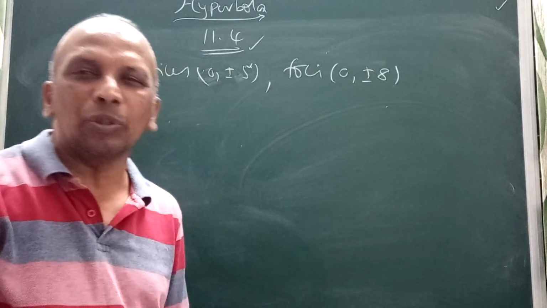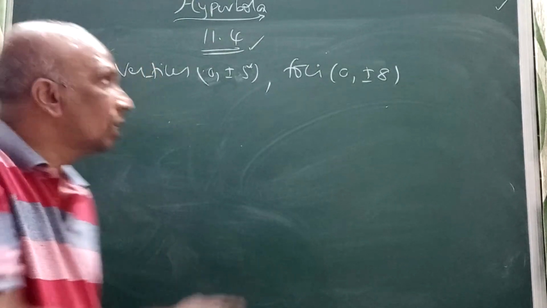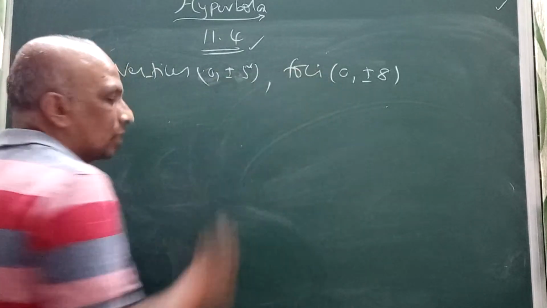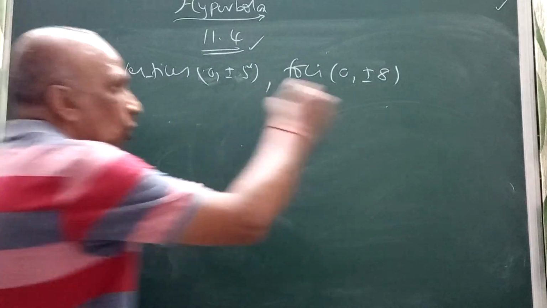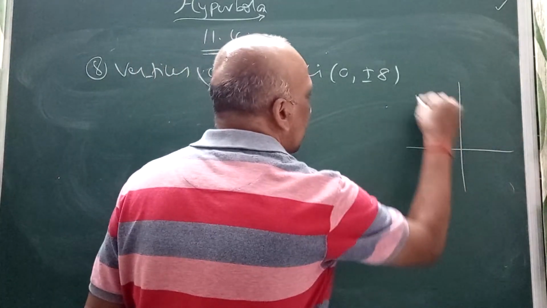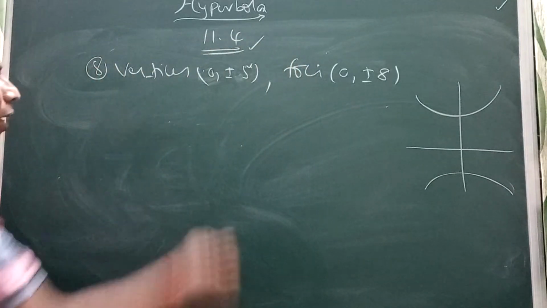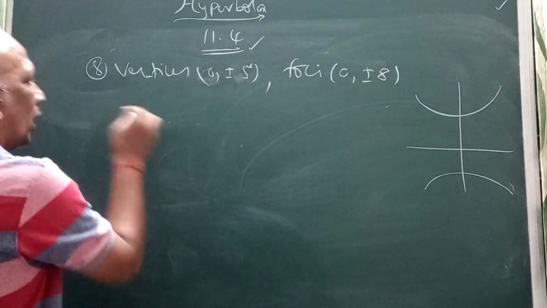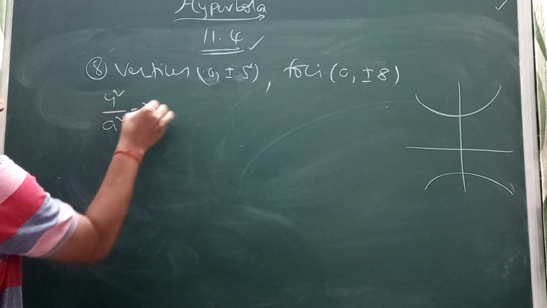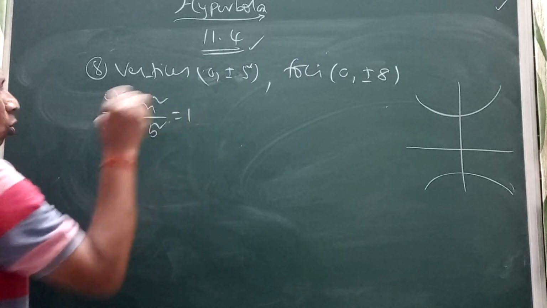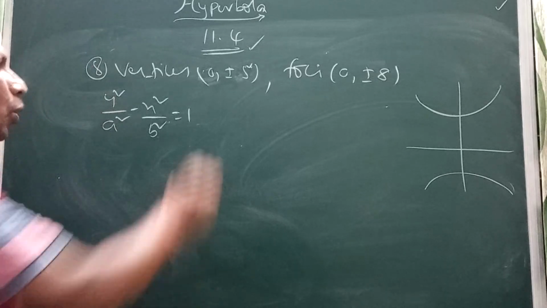Since the x coordinate is equal to 0 in both the points, the transverse axis is along the y-axis. Correct. So immediately I can write this one. The equation of the required hyperbola is y square by a square minus x square by b square is equal to 1. This is the required equation. Now we can compare with this.